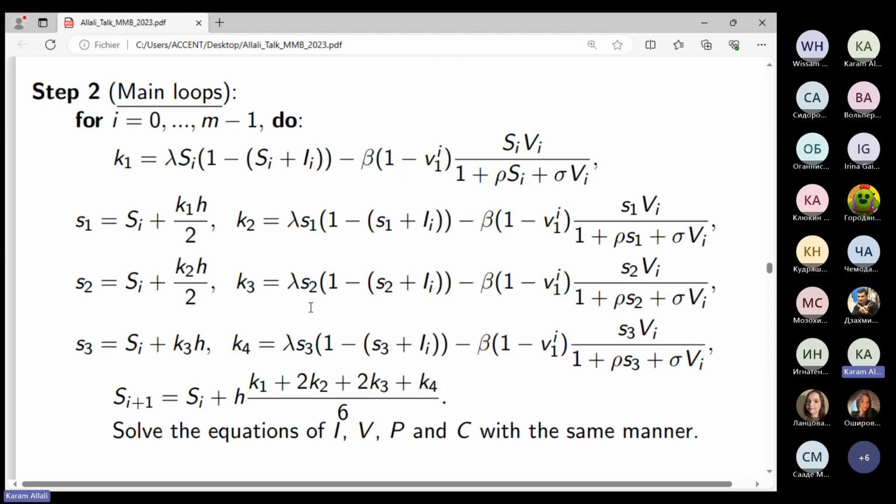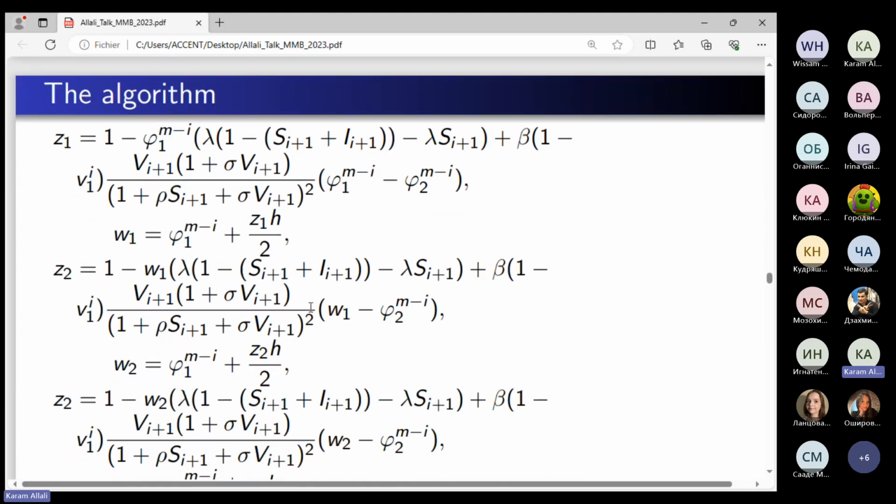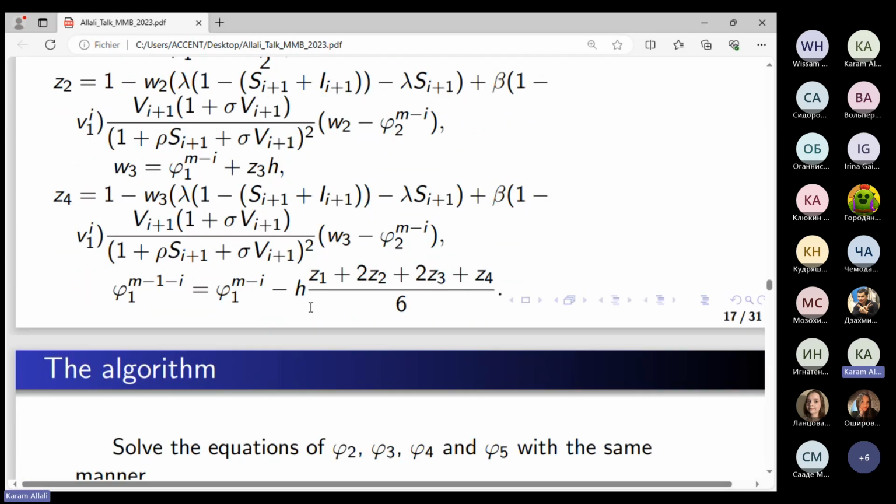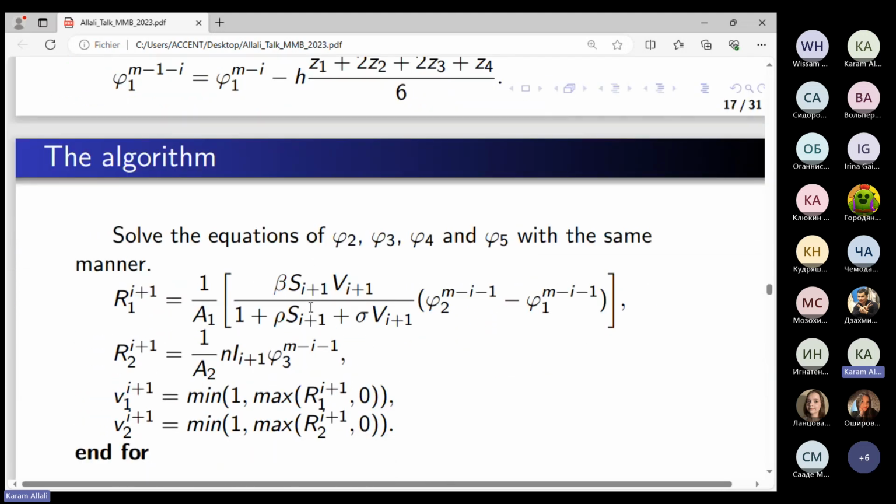Why do we call it forward backward scheme? Because we solve the state variables in a forward manner. However, the adjoint variable phi I is solved in a backward manner, because we have the condition at the last point, the final time. However, we have the initial condition for the state variables from 0. So this method is called the forward backward difference scheme. And with Runge-Kutta also, we have the minimax formula in order to have the two optimal controls.